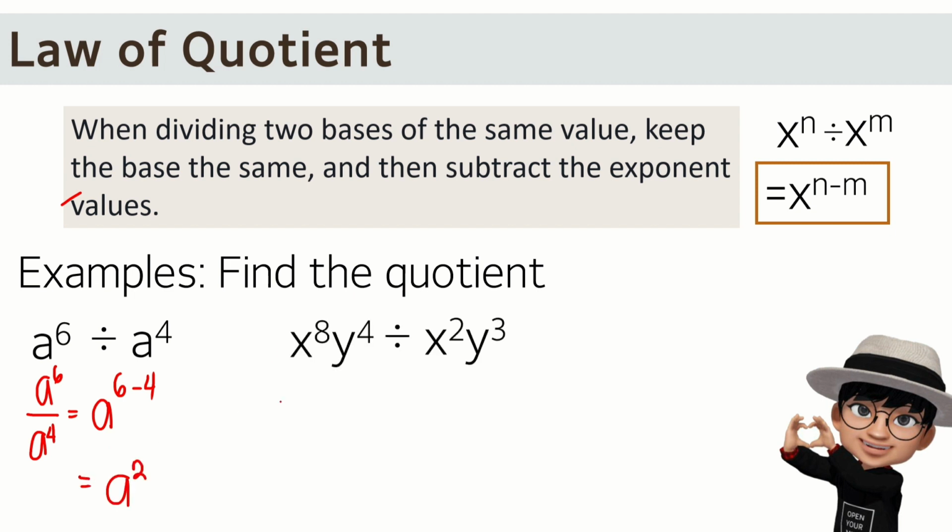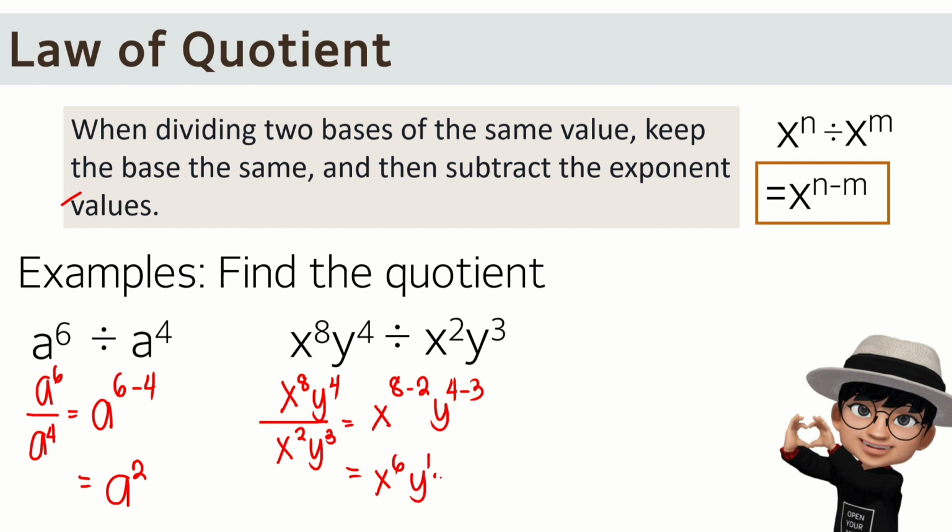Next, we have example number 2. If we rewrite it as 8x raised to 8, y raised to 4, all over x squared, y cubed. So we subtract two bases of the same value, so we'll simply subtract their exponents. We have x raised to 8 minus 2, y raised to 4 minus 3. So our answer now is x raised to 6, y raised to 1, or simply x raised to 6, y.